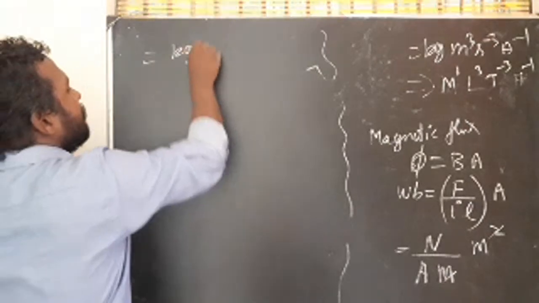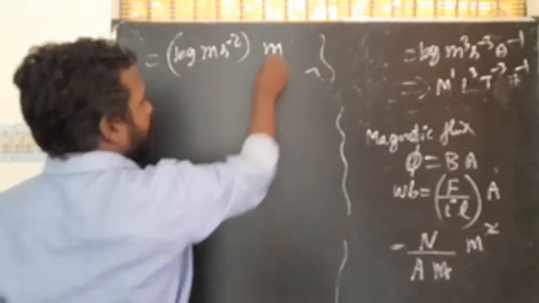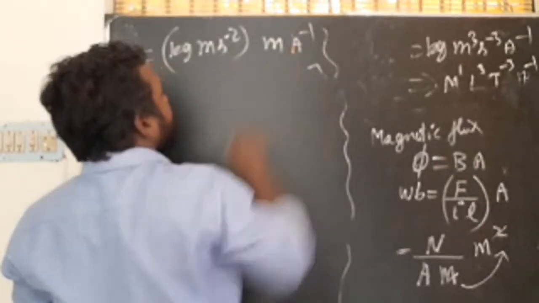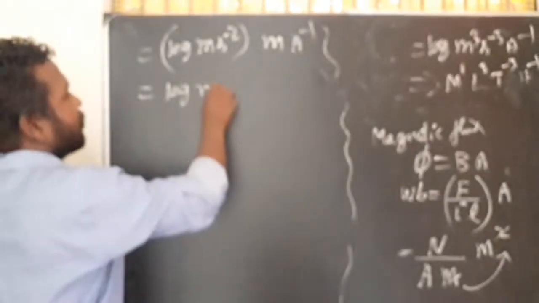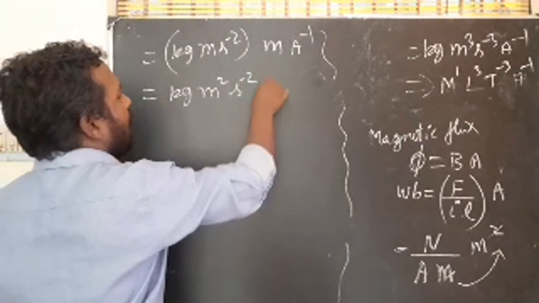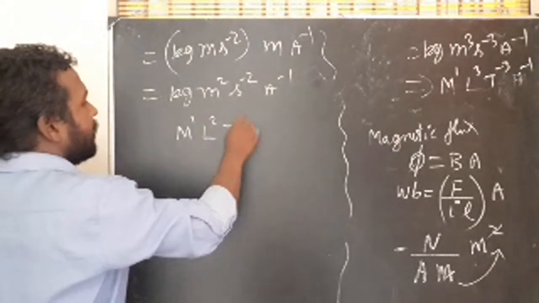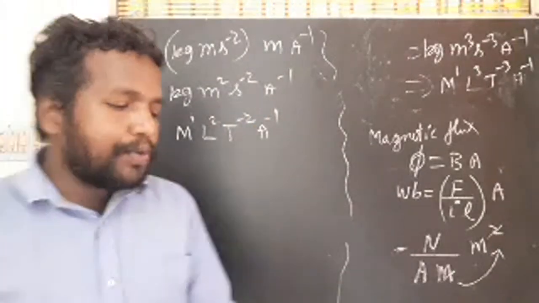Now Newton is kg meter second minus 2, into meter. Ampere in the denominator I am bringing to the numerator, so we get ampere inverse. Now kg, meter square, second minus 2, ampere inverse. So the dimensional formula is M power 1, L power 2, T power minus 2, A power minus 1. Next we are going to do the constants.